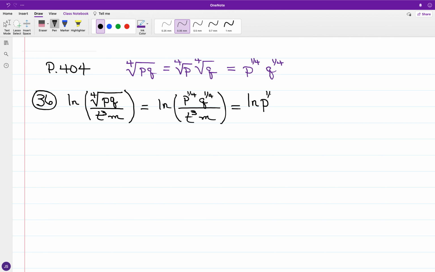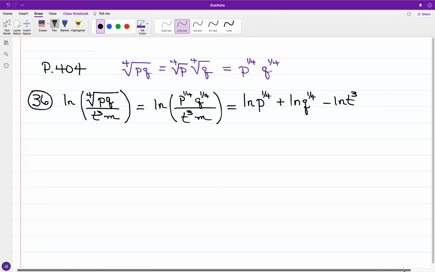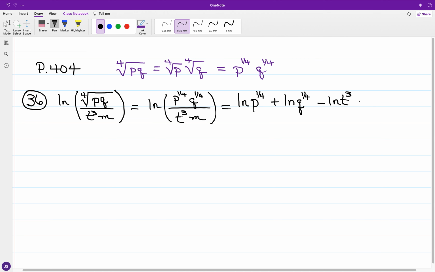If I take what's at the top first, then we have a positive natural logarithm of p to the 1/4, followed by a positive natural logarithm of q to the 1/4, and with t cubed m located in the denominator, we'll be subtracting those respective logarithmic terms. So we have minus the natural logarithm of t cubed, and minus the natural logarithm of m.